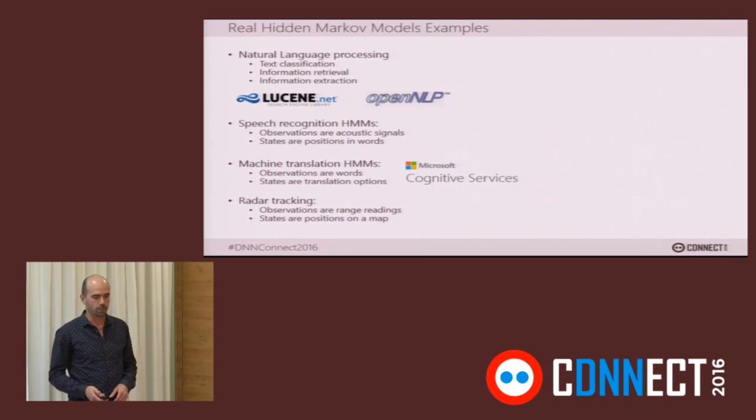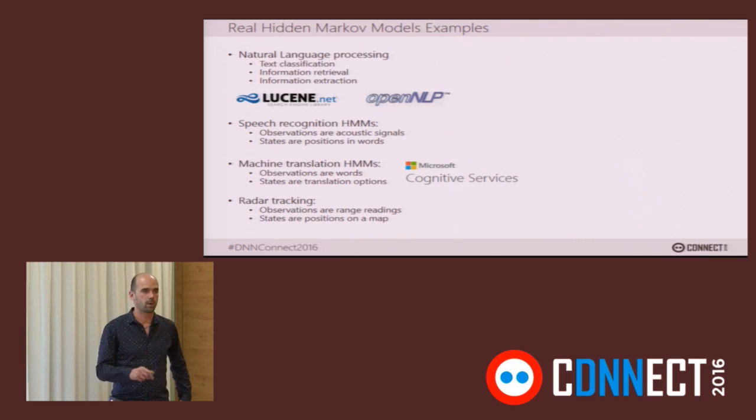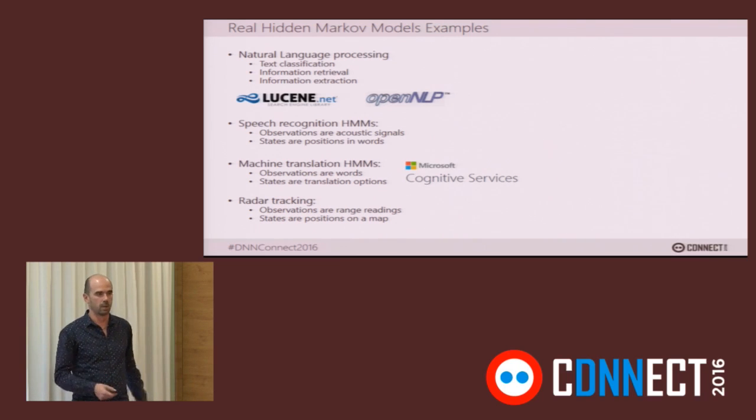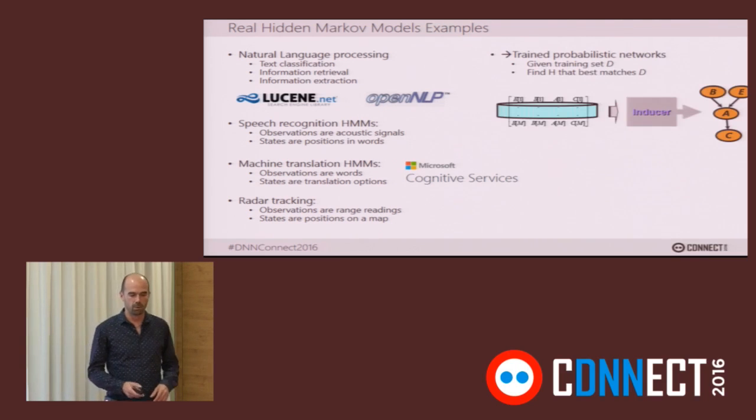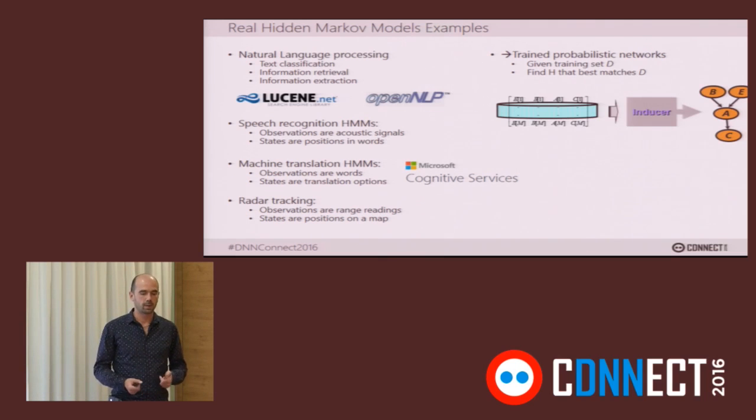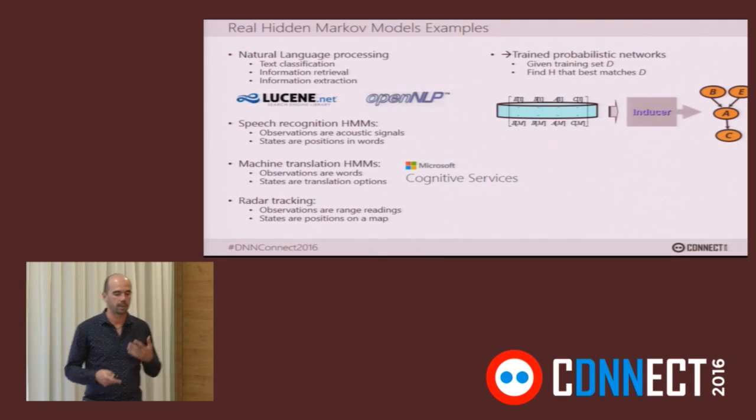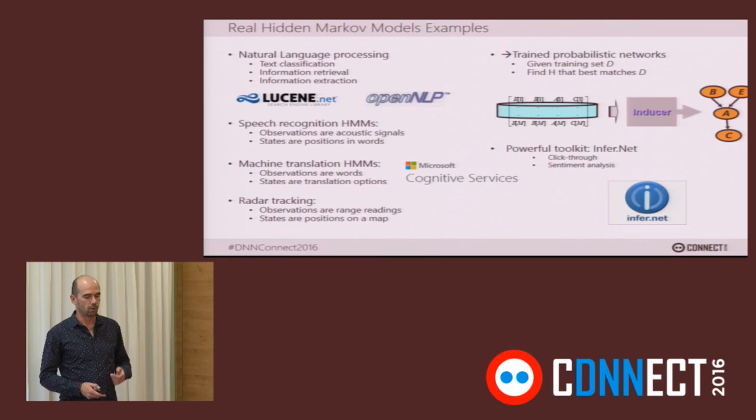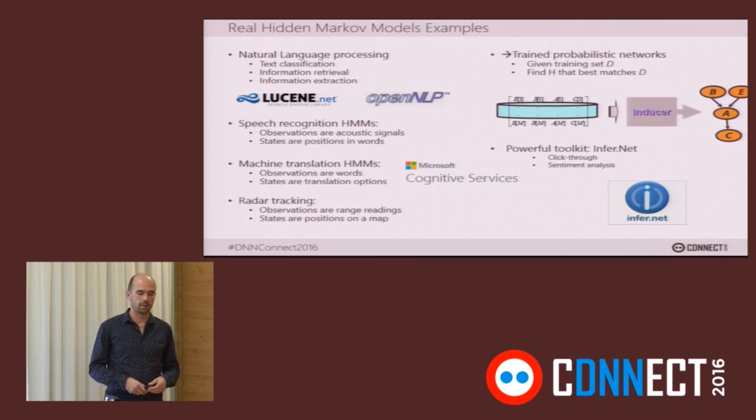Another one, interesting, radar tracking. One of the first ones that's been implemented is, this is early stage where it was obviously quite important. But all of these, they are trained probabilistic networks. You give them a training set and you want to find the hypothesis that best matches the training set. So this is about learning, and we're going to talk about learning last.